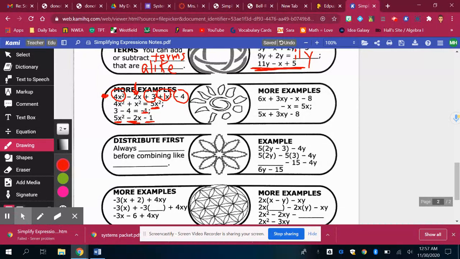So here's an example. I have like terms here. I have 6x and a negative x. 6x minus 1x equals 5x. So I have 5x. This 3xy, positive 3xy, does not have a like term to go with it, so I'm just going to leave it. And a minus 8.